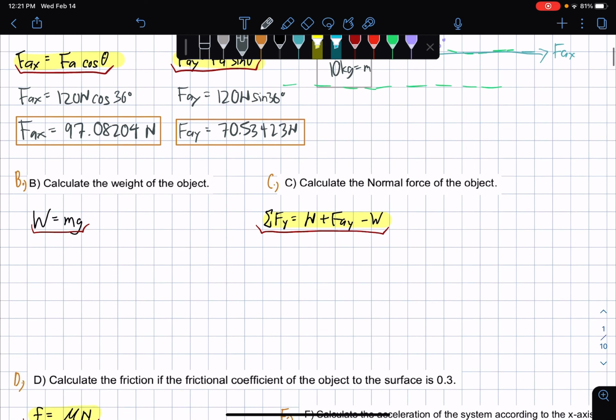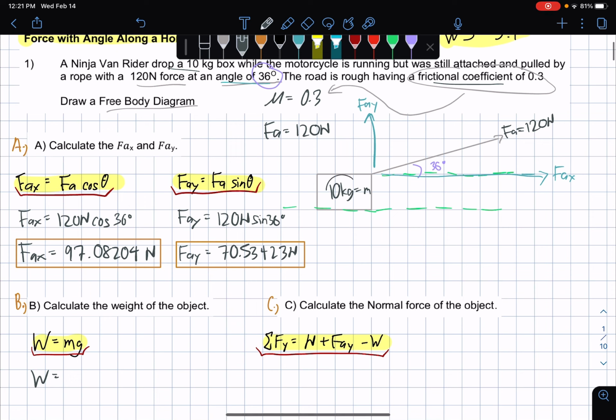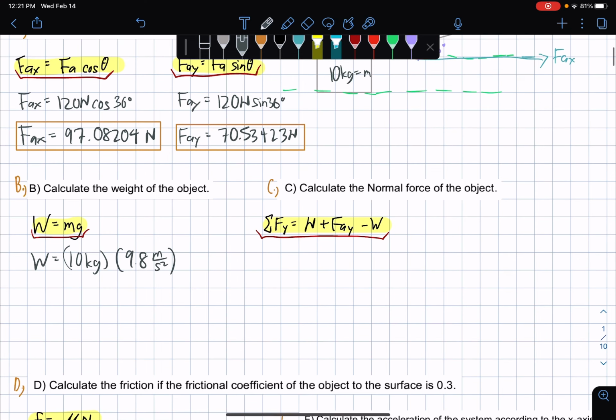Okay, so we have to calculate the weight. We always know that the formula for weight is mass times gravity, or gravitational acceleration. So weight is the mass, which is known to be 10 kg, times the gravitational acceleration, which is 9.8 meters per second squared.